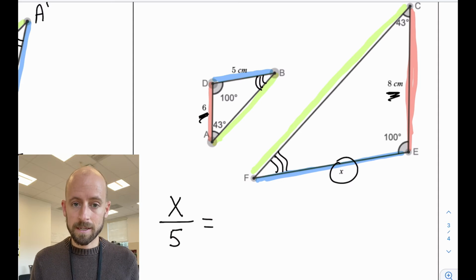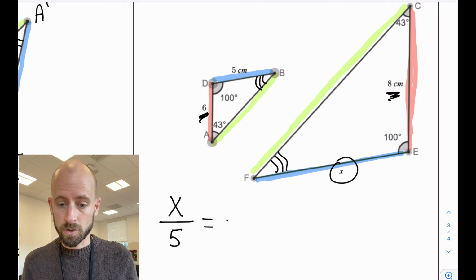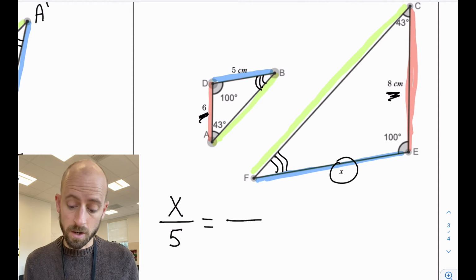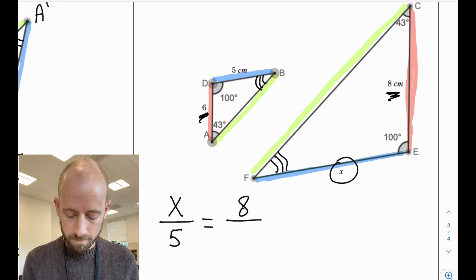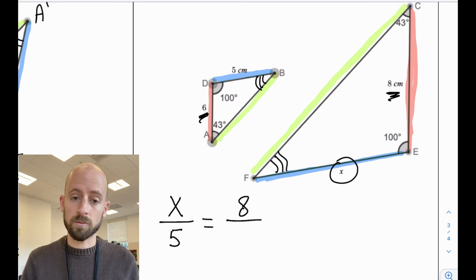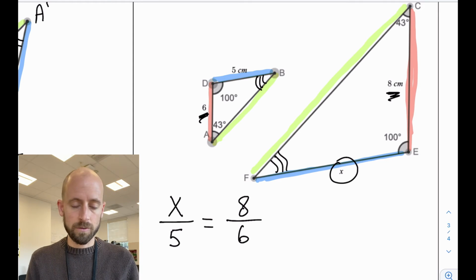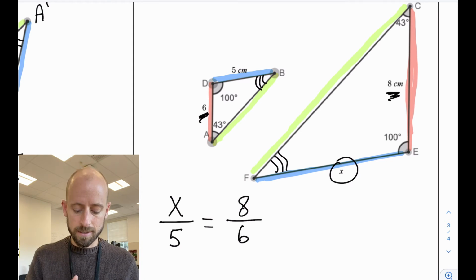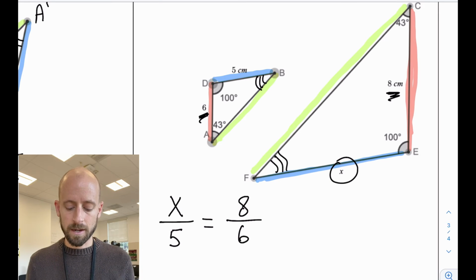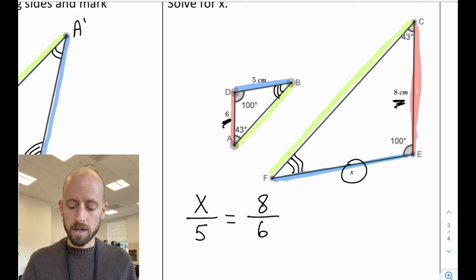And then since I picked X, well, X was part of the big triangle, so I'm going to pick another side in the big triangle, which would be 8. And then 8 was on the red side, divided by the small triangle, 6. It's the same thing, I just rearranged the terms. I had 8/6 equals X over 5. It's the same exact thing. So if you start with that, it'll make your life easier.